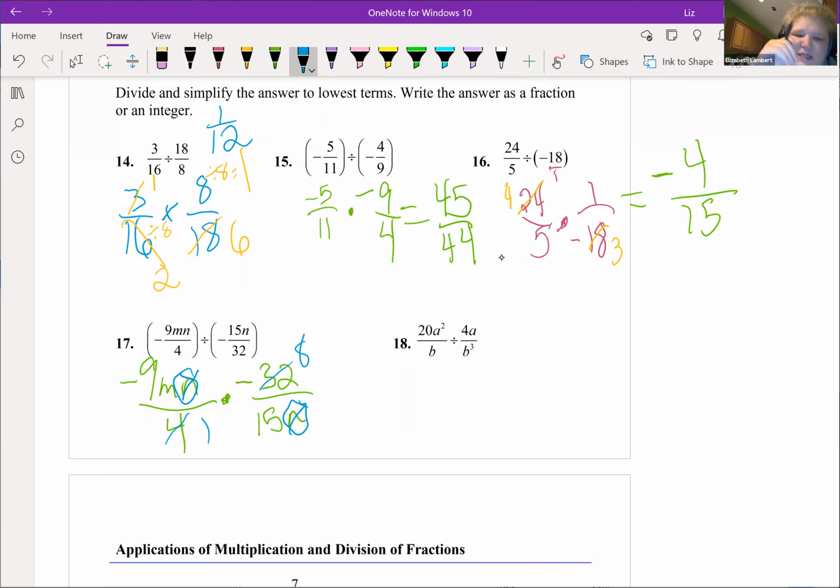Now the 9 and the 15, 9 doesn't go into 15, but they both do have a common factor of 3. So I can divide both of these by 3. So 9 divided by 3 is 3. 15 divided by 3 is 5. So I have 3m times 8 on top, that is 24m, because the signs canceled out. And on the bottom, 1 times 5 is just 5. So 24m over 5. There's our answer to that craziness.